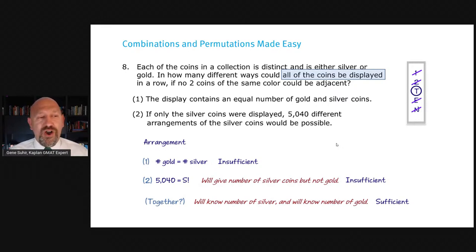That's why I have to give a little thought here, not just to combination, permutation, or arrangement, but also how could the arrangement go? Remember, it could start with gold and end with silver. Could start with gold, end with gold, could start with silver and end with silver. They just have to alternate here. And notice, by the way, they tell us each of the coins is distinct. So we don't have to deal with the repeaters, the lookalike items.